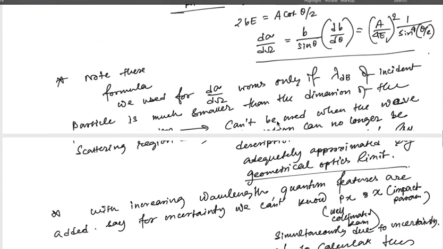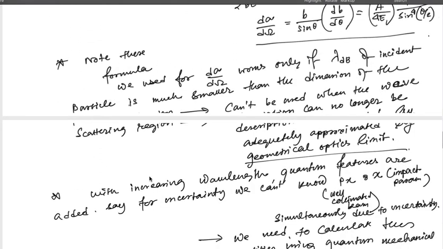Why will it not work? Why will it not work when you have quantum mechanics? Because in this formula we assume everything is like a particle. So it will work as long as the de Broglie wavelength of the incident particle is much smaller than the dimension of the scattering region.